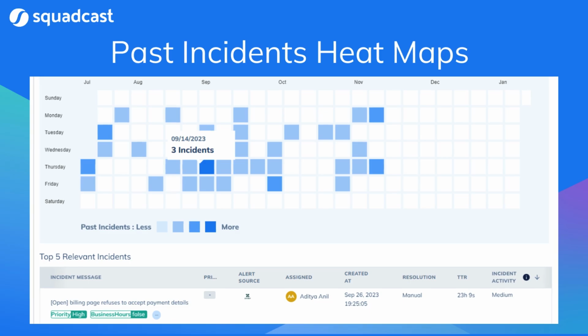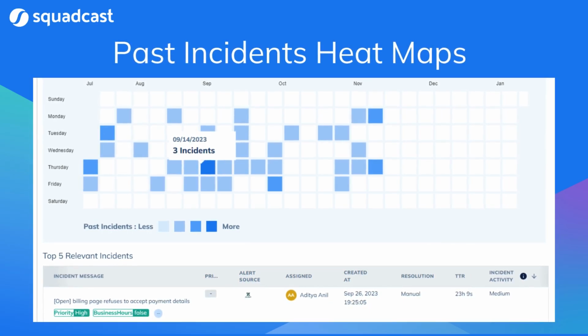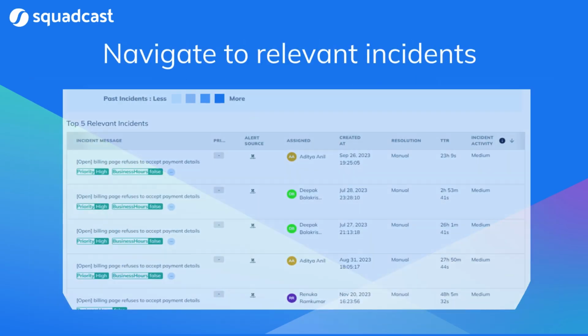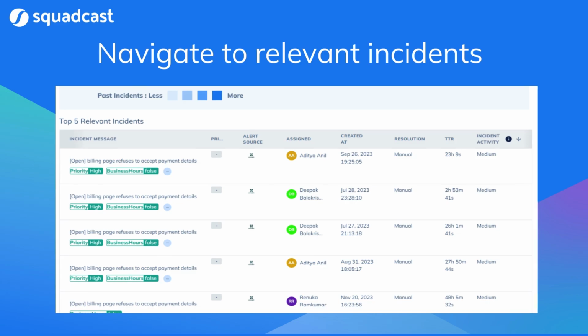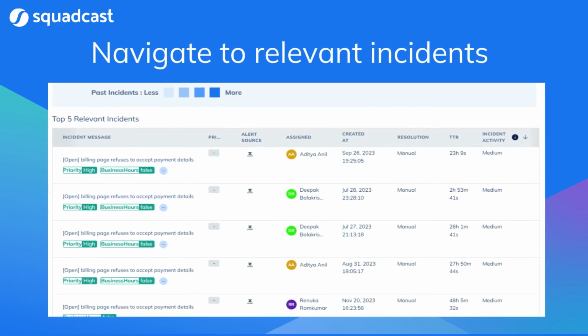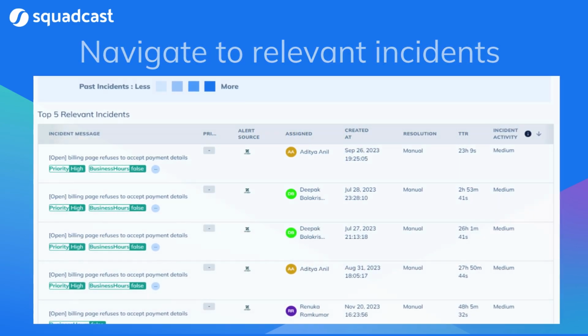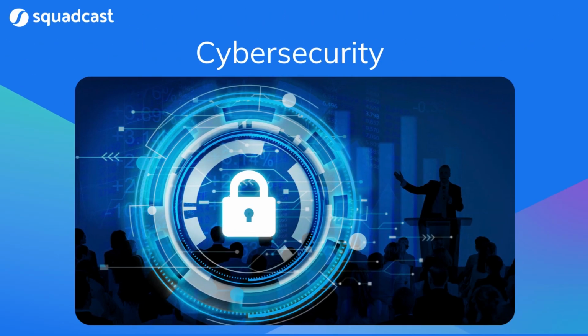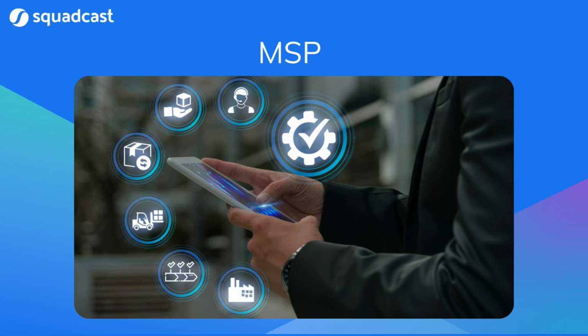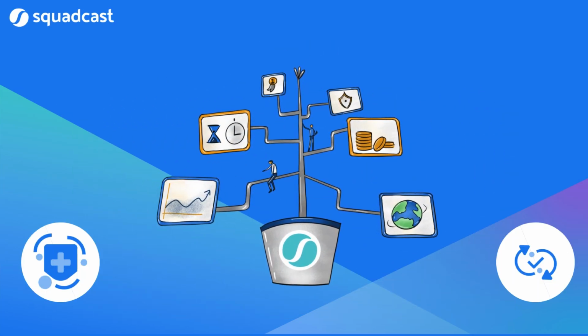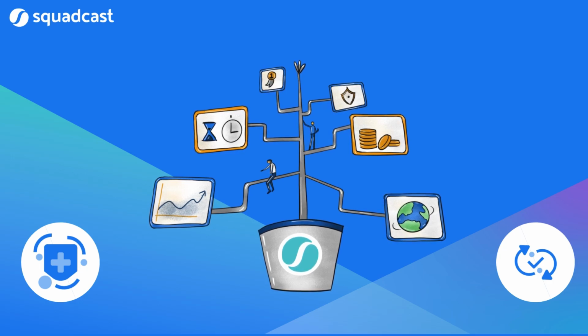Our heat map offers a high-level view of past incidents over 6 months. Darker squares indicate more incidents, helping you spot patterns at a glance. Or navigate to the relevant incidents and sort them by the incidents that had the highest activity, such as runbook attachment and incident notes. Our fintech, cybersecurity, and MSP customers have built more resilient systems by leveraging this feature.